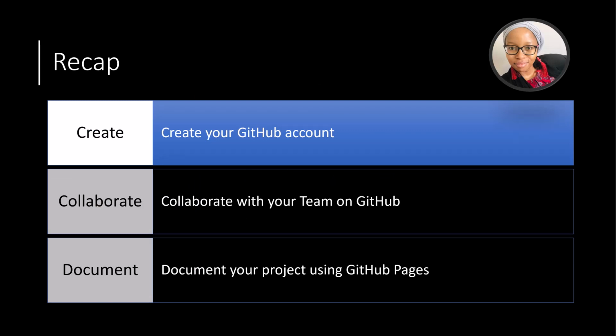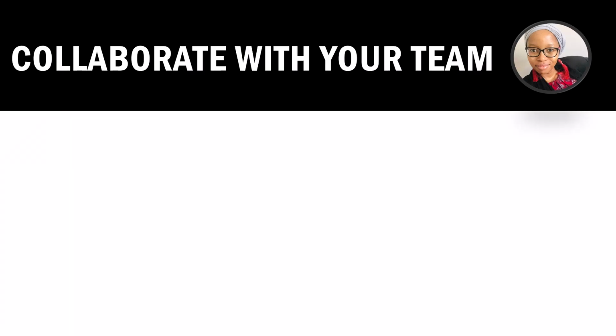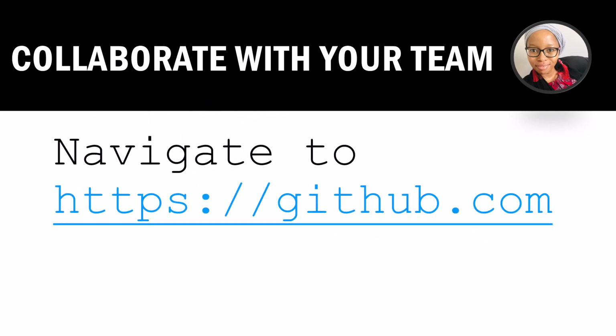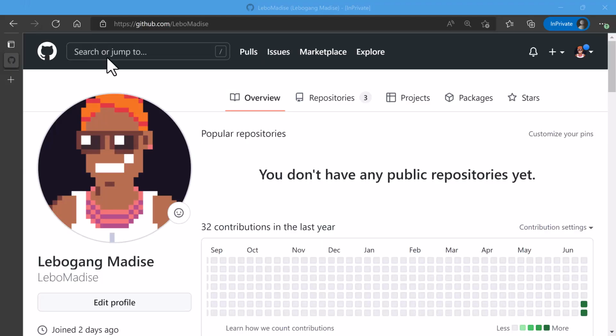In the earlier video, you learned how to create your GitHub account and personalize it with an avatar and name. In this session, you will learn how to collaborate with your team members using GitHub. Let's navigate to github.com, the home for all developers, including you. To kickstart, we will create a repository. A repository, also known as a repo, contains all the project files and each file's version history.